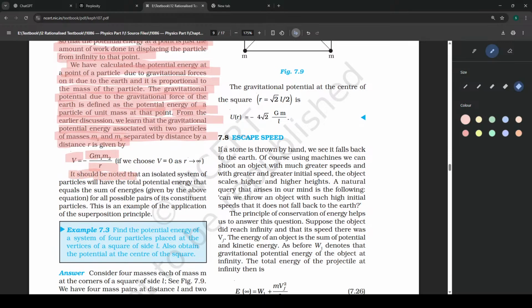It should be noted that an isolated system of particles will have a total potential energy that equals the sum of energies given by the above equation for all possible pairs of its constituent particles. This is an example of the application of the superposition principle.